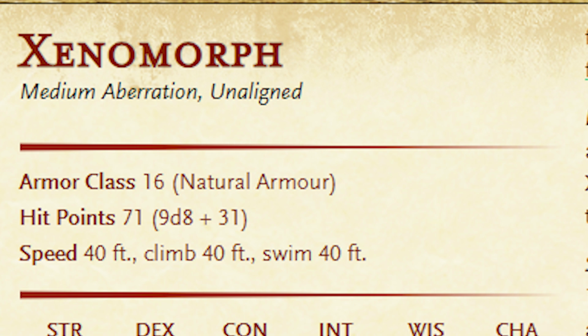The Xenomorph has an armor class of 16, which comes from its natural armor. It has an average of 71 hit points, which comes from its 9d8 hit dice and 31 constitution bonus. They have a 40-foot walking speed, climbing speed, and swimming speed.